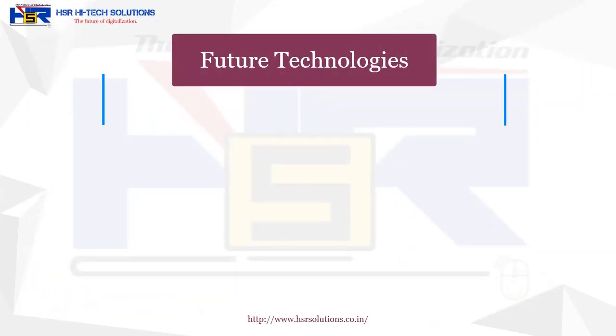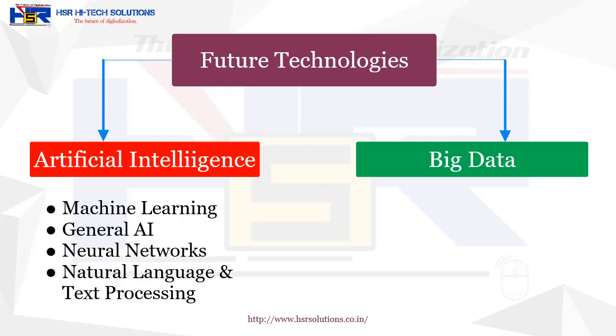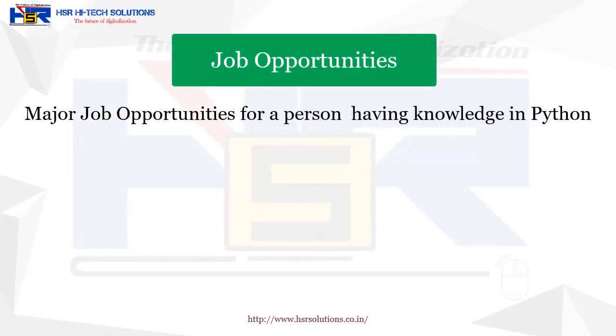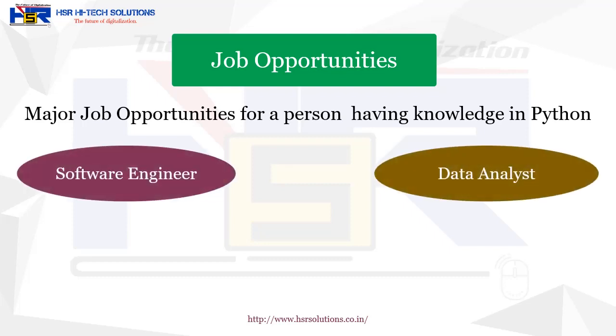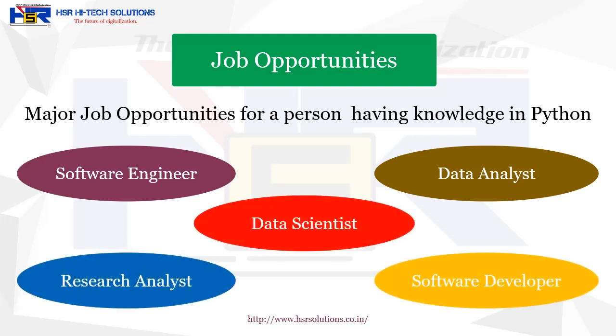Now have a look at the future technologies of Python. It has two major future technologies. The first one is artificial intelligence, another one is big data. In artificial intelligence: machine learning, general AI, neural networks, natural language and text processing. In big data: data analysis and data science. Now have a look at the job opportunities available for a Python developer. The major job options for a Python developer are software engineer, data analyst, data scientist, research analyst, and software developer.